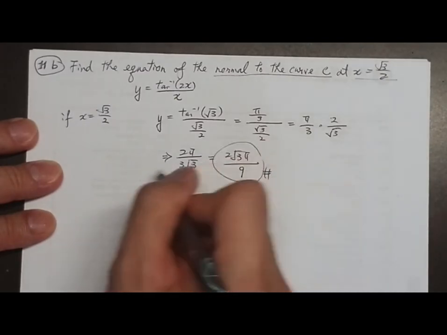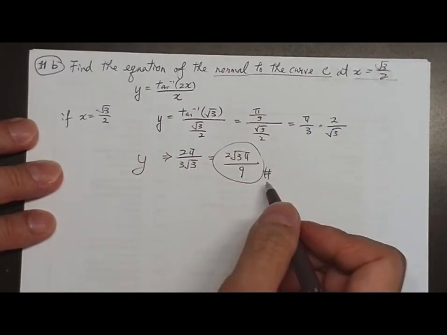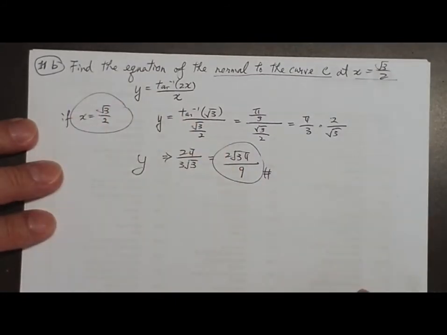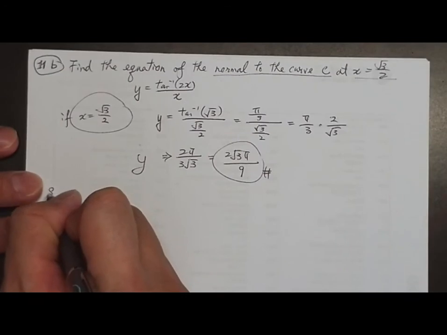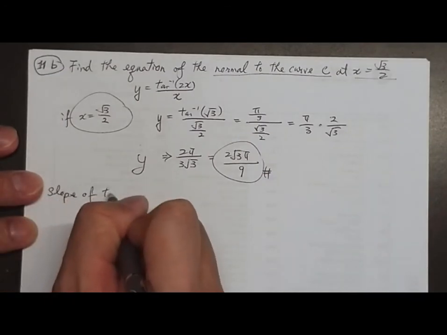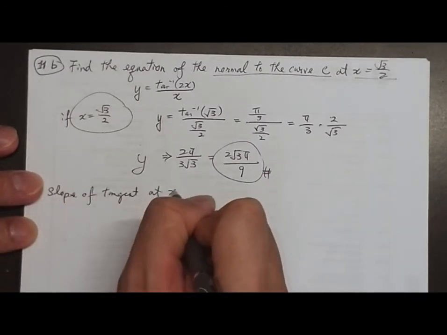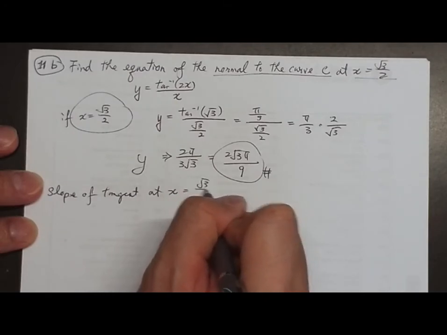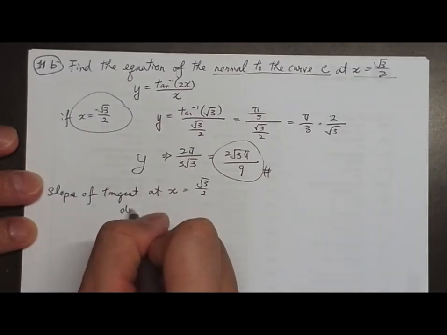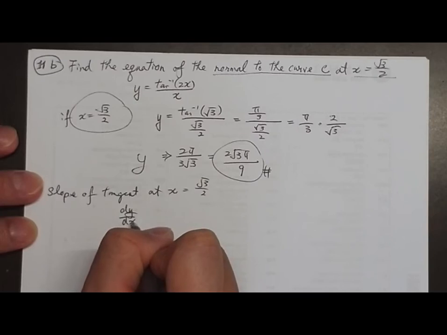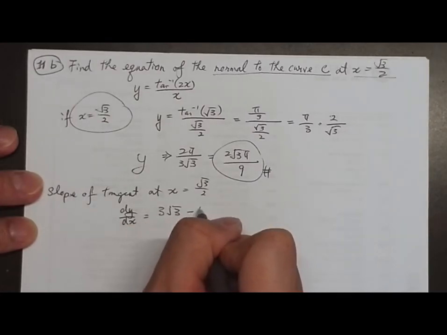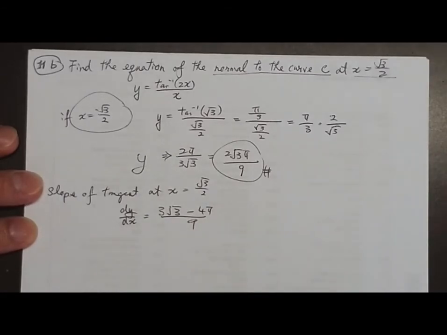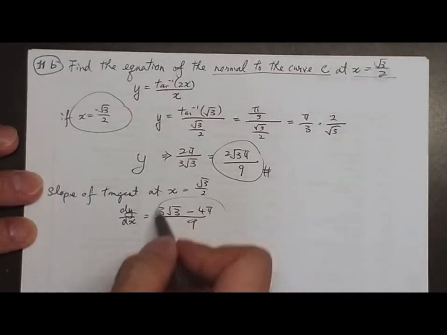Okay, this is y equal to this value if x is equal to this value. This is one of the points of the normal. And we know that the slope of the tangent at x equal to square root 3 over 2, the dy by dx, that means the slope is equal to (3 square root 3 minus 4 pi) over 9. We proved this from part A, right?